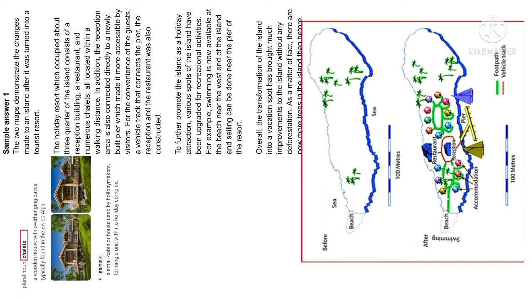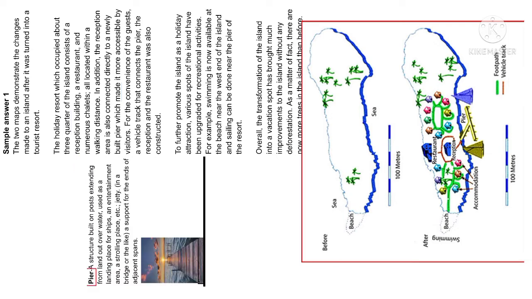Sample answer 1. The two maps demonstrate the changes made to an island after it was turned into a tourist resort. The holiday resort, which occupied about 3/4 of the island, consists of a reception building, a restaurant, and numerous chalets, all located within walking distance. In addition, the reception area is also connected directly to a newly built pier, which made it more accessible to visitors.